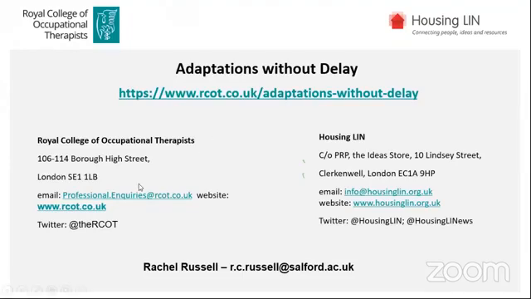And just some useful resources in terms of where you can get the publication, and also the Housing Lane, who led on this project. The Housing Lane has some really good resources around adaptations as well. Marnie Walker, as I've mentioned a couple of times, has done an awful lot of work around the resources that are on there for occupational therapy.